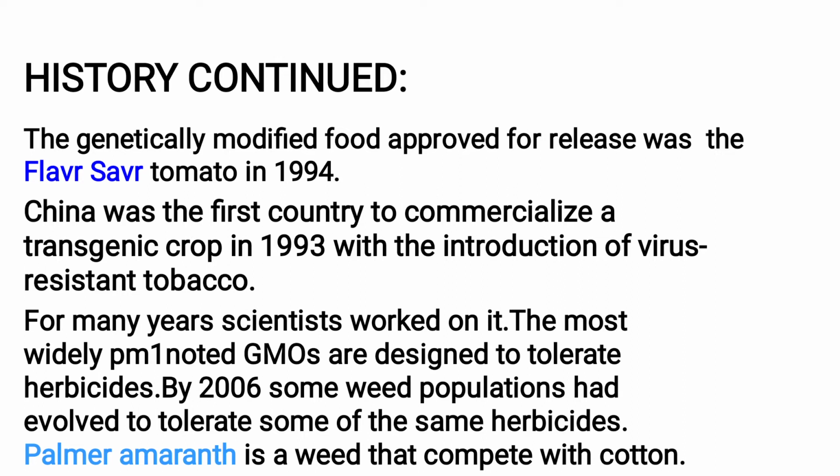The first genetically modified food approved for release was the Flavr Savr tomato in 1994. China was the first country to commercialize a transgenic crop in 1993 with the introduction of virus resistant tobacco. For many years, scientists worked on it. The most widely noted GMOs are designed to tolerate herbicides. By 2006, some weed populations had evolved to tolerate some of the same herbicides. Palmer amaranth is a weed that competes with cotton.